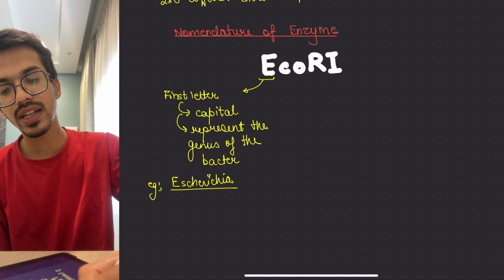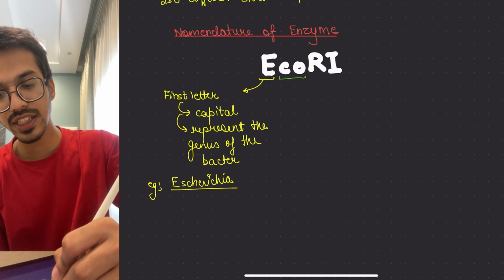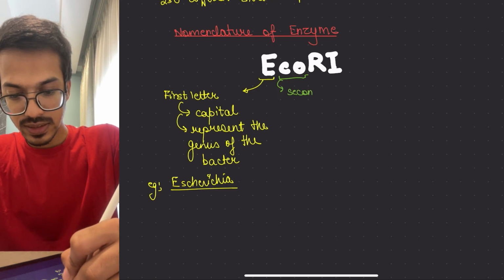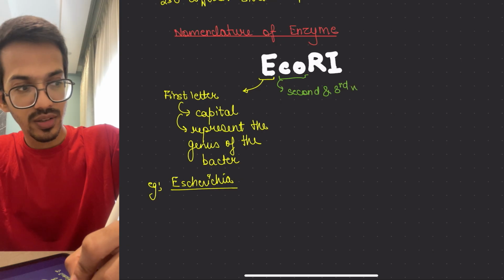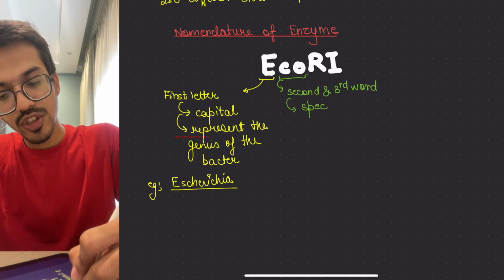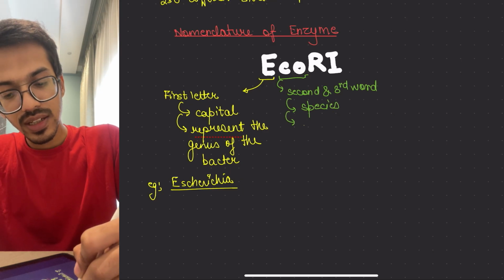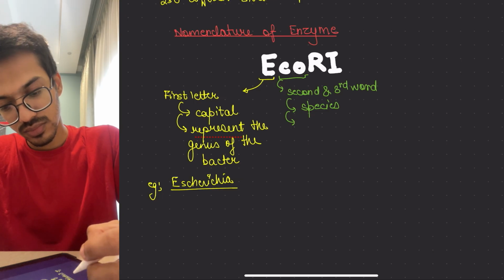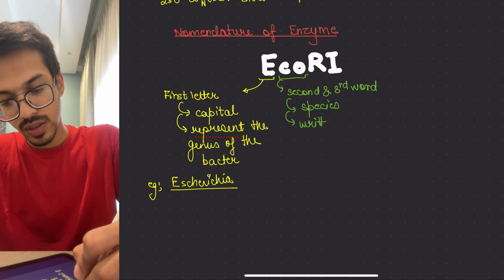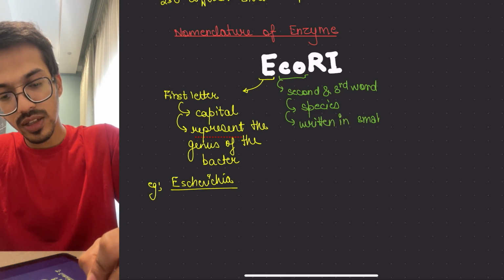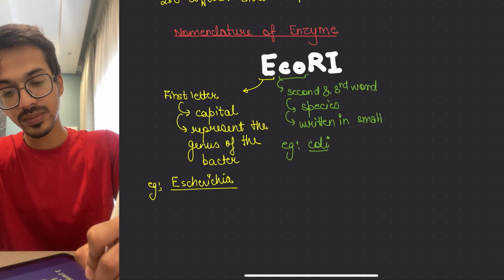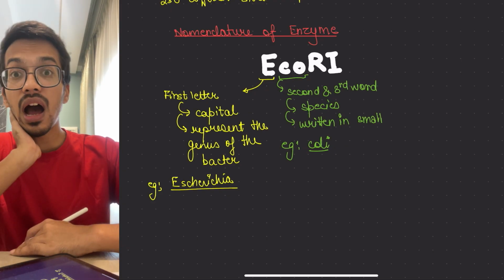Okay. Then comes the next thing. This CO. Next two words, the second and third word. It represents what? It represents the species. It is written in small letters. For example, the species is coli: Escherichia coli.